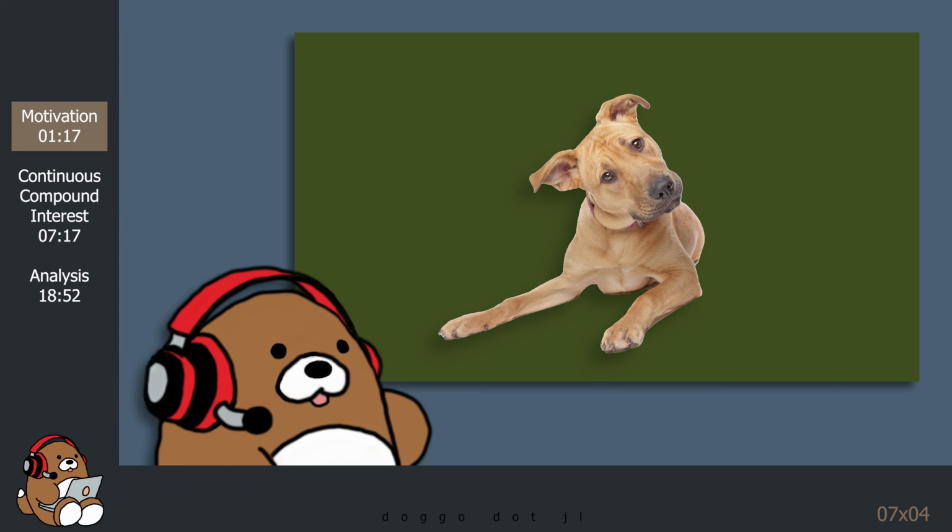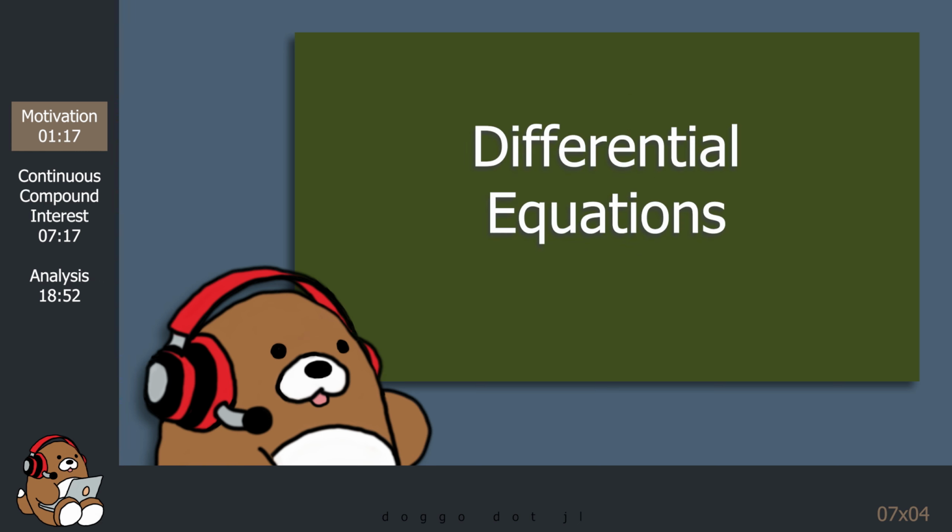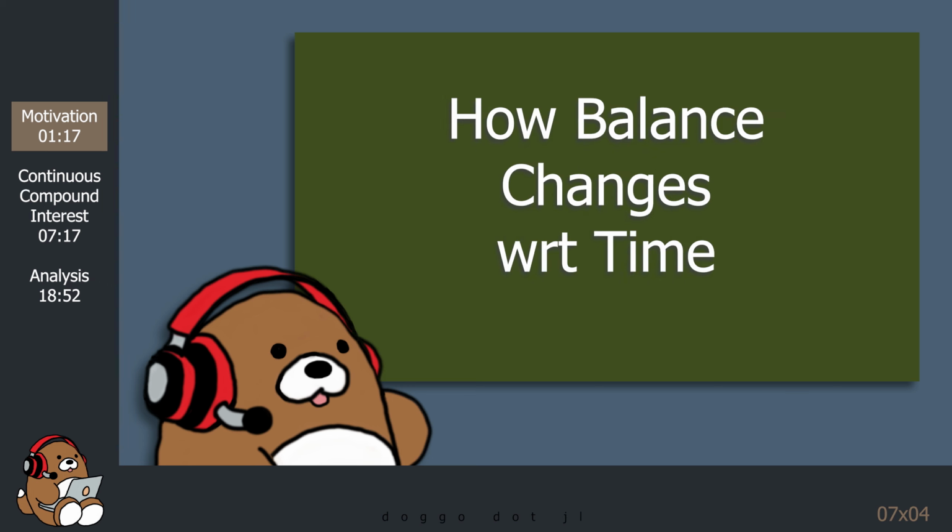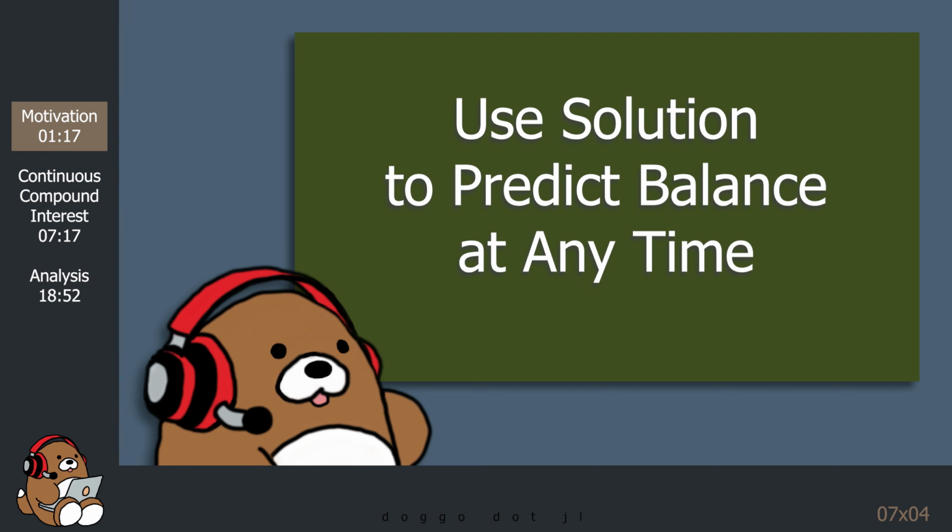This question gets to the heart of differential equations. The continuous compound interest problem is an example of a differential equation. A differential equation defines how something changes with respect to something else. So in this example, our differential equation defines the relationship of how our bank account balance changes with respect to time. If we can solve this problem, then we'll be able to predict what our bank account balance will be at any given time.